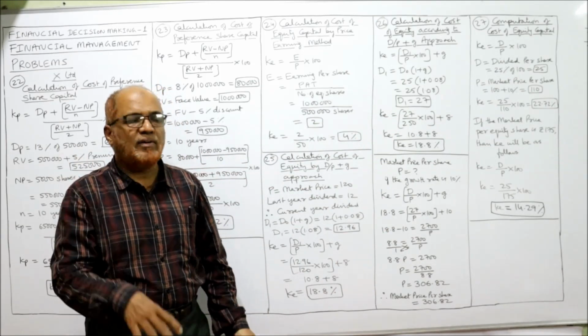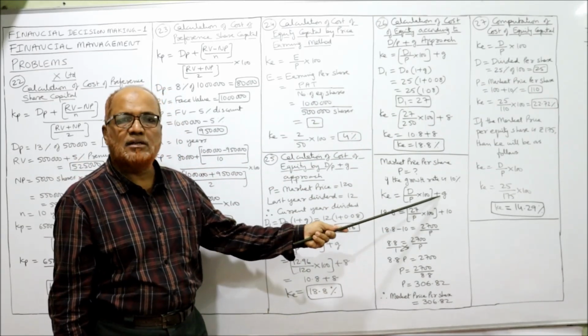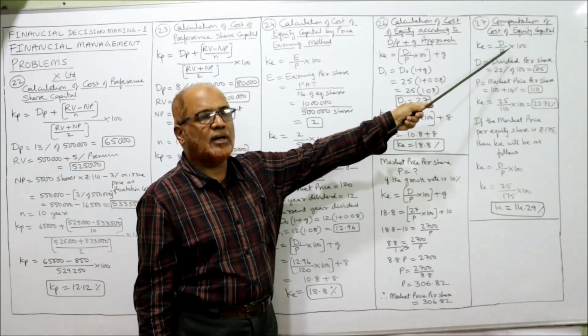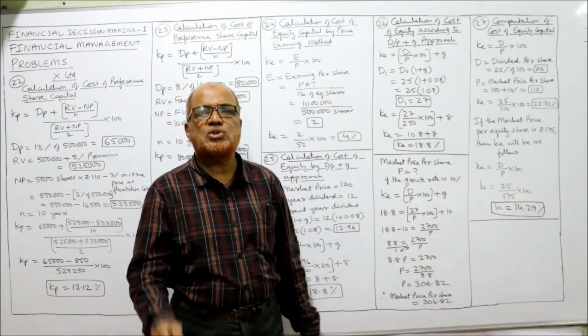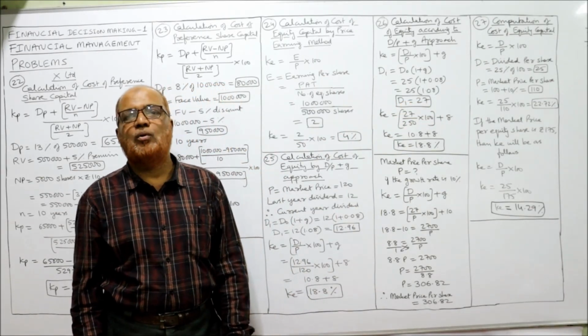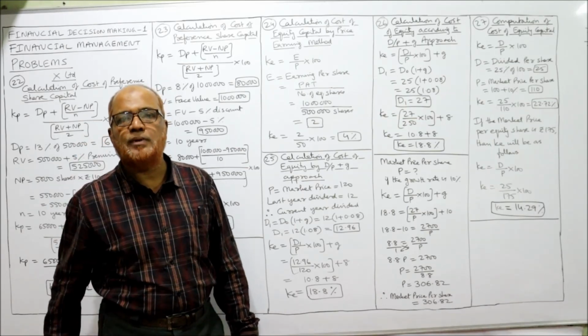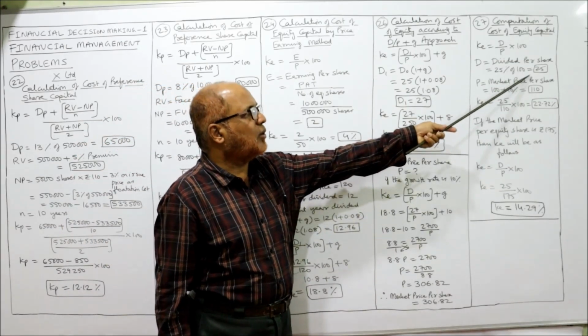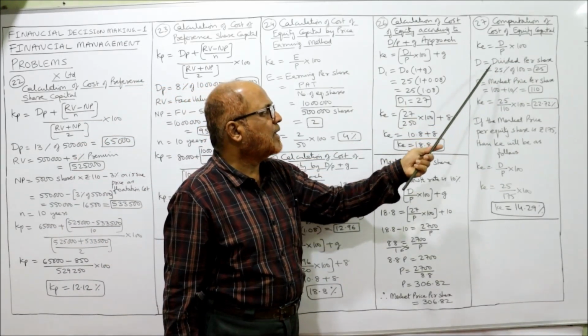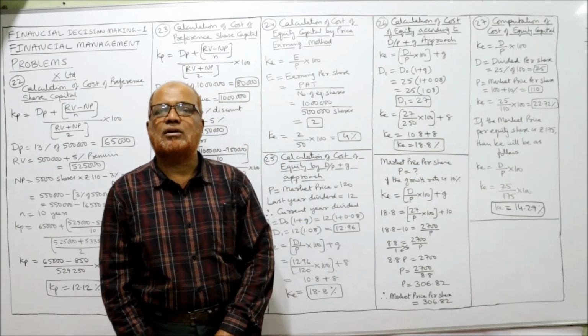Growth rate is not given. That's why I am not applying plus g. Only D by P into 100. Dividend per share is 25% of the face value. Face value of the share is 100 rupees. So 25% of 100 is 25 rupees. That is D. P is the market price per share.